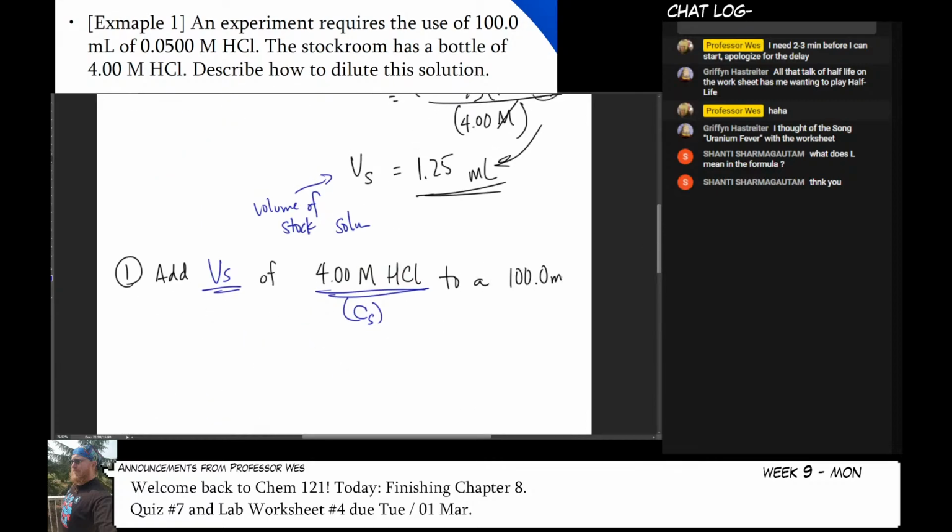100 milliliter volumetric flask. So the word volumetric just means, hey, we're going to determine the volume very precisely. So we're not just going to use like a measuring cup or container or whatever that just has lines on it. This number right here is the volume of the dilute solution that you elected to prepare.